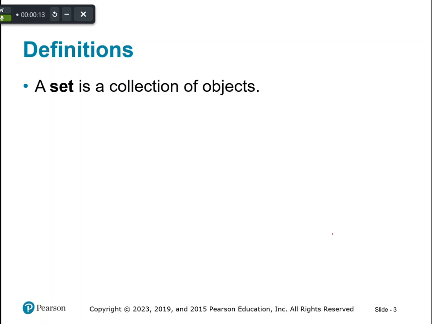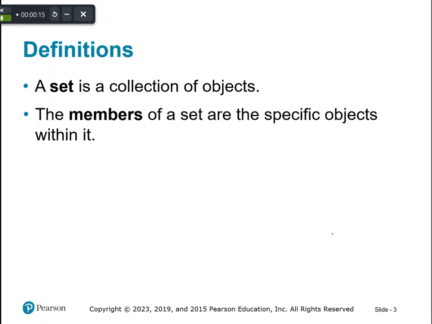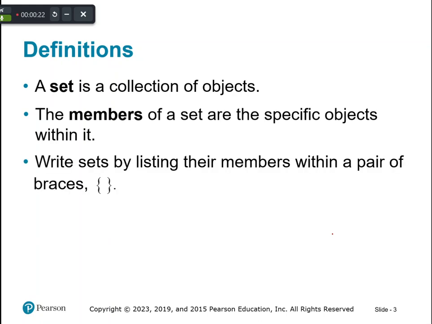A set is just a collection of objects. The members of a set are the specific objects within it. So we write sets by listing the members within a pair of braces. For example, let's make the set G, all my grandchildren. There's Jeremiah and Elena. So Jeremiah and Elena are the members of this set.